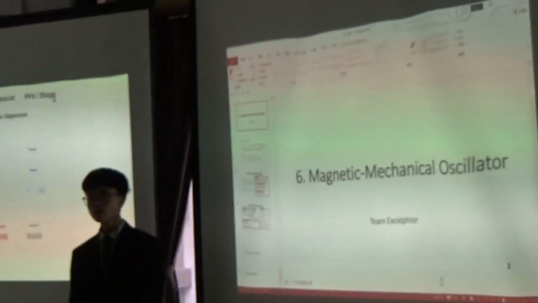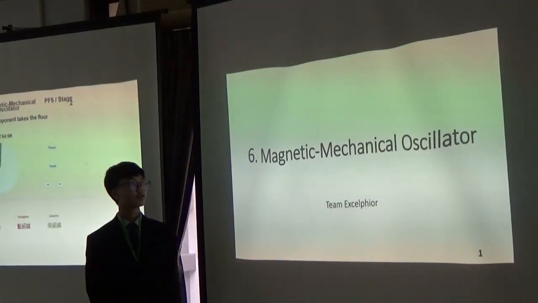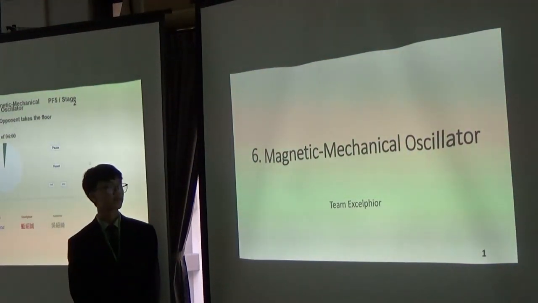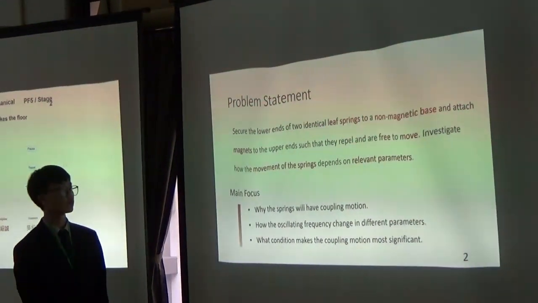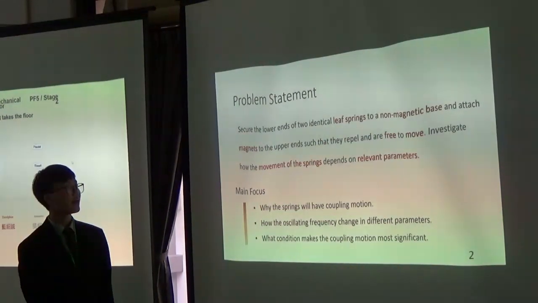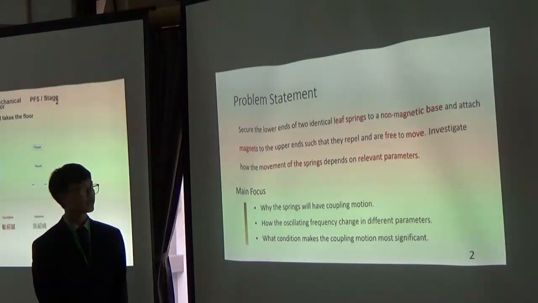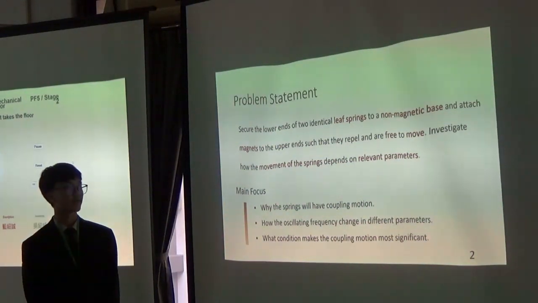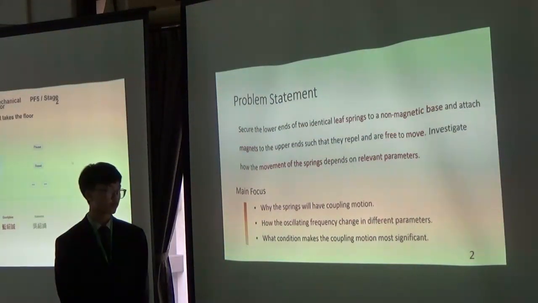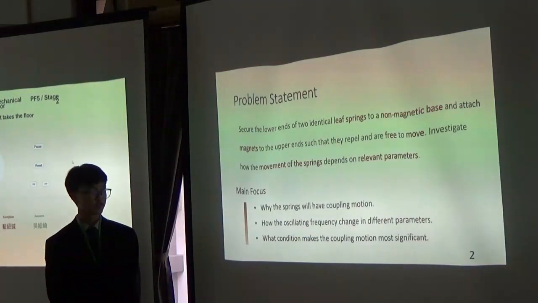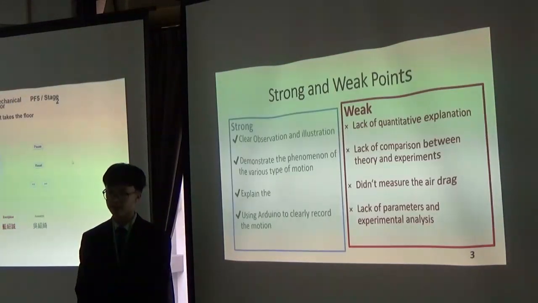Opponent, take the floor. Honorable juries and fellow competitors, I'm the opponent from Think Excel. Today I'm going to oppose problem number 6, magnetic mechanical oscillator. Problem statement: secure the lower ends of two identical leaf springs to a non-magnetic base and attach magnets to the upper ends such that they repel and are free to move. Investigate how the movement of the springs depends on relevant parameters. They mainly focus on why the springs have coupled motion, how the oscillating frequency changes with different parameters, and what condition makes the coupled motion most significant.